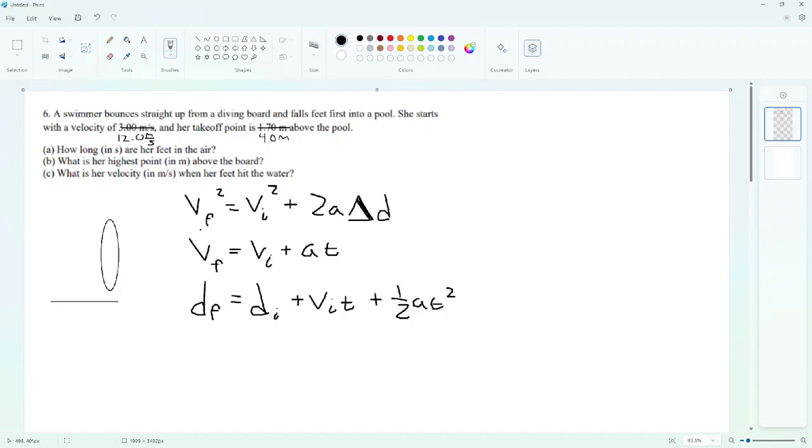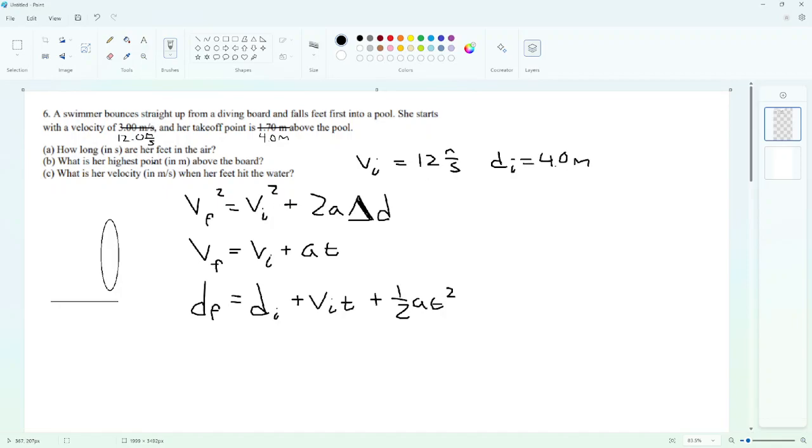Okay, so how long are her feet in the air? Let's see what information we have. We have our initial velocity, which is equal to 12 meters per second. We have our takeoff point, d initial, which is going to be 4 meters.